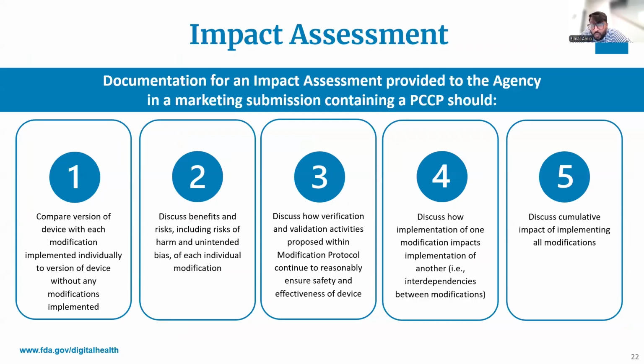It should include, one, compare the version of the device with each modification implemented individually to the version of the device without any modifications implemented. Two, discuss the benefits and risks, including risks of harm and unintended bias, of each of the individual modification. Three, discuss how the verification and validation activities proposed within the modification protocol continue to reasonably ensure the safety and effectiveness of the device. Four, discuss how the implementation of one modification impacts the implementation of another. And five, describe the cumulative impact of implementing all modifications.